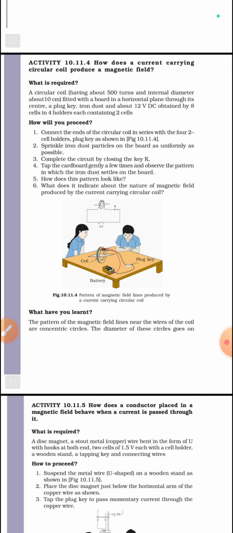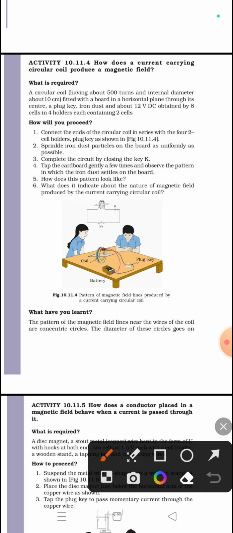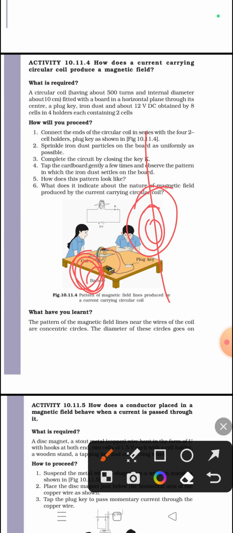How does a current carrying circular coil produce a magnetic field? Which type of magnetic field is produced with the help of a coil? Around the wire, the magnetic field is of concentric circles. If it is a coil, then it is this type. In the middle center, straight lines are formed.